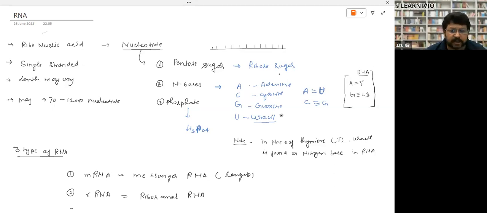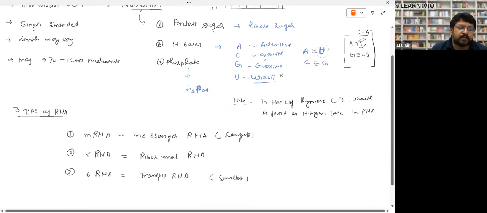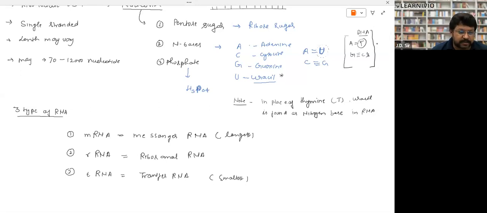Rest of the things will be the same. There will be double bonds. So in DNA, thymine is found, while in place of thymine in RNA, uracil is found. That is the difference. Thymine is not found in the RNA, and the pairing will be the same. Again, I have written that in place of thymine, uracil is found as a nitrogenous base in RNA. Phosphate will be the same, phosphoric acid, H3PO4, right? Till date, we have discovered 20 different types of RNA, right? So we can write it down over here.